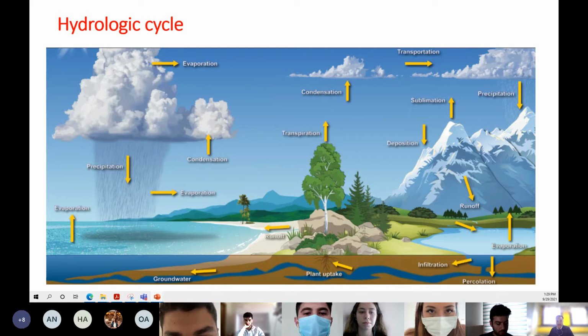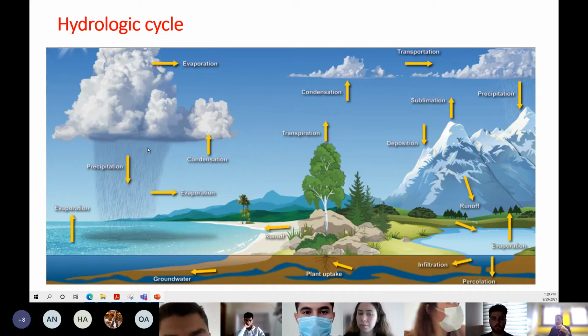The engine for the hydrologic cycle, or the force behind this cycle, is the sun, or solar energy. The first engine is the sun, solar energy, and also gravity force. These two forces allow us to have this hydrologic cycle.